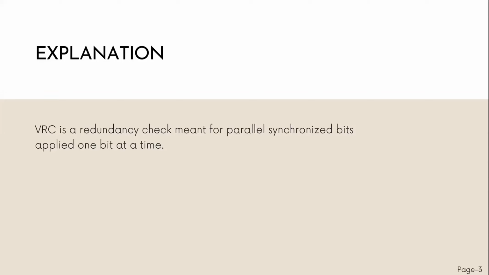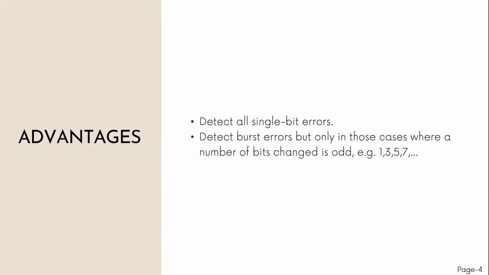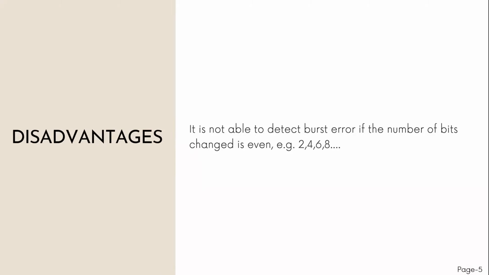Although parities are only made for error detection and not error correction, they still can remain part of a system for correcting errors. Advantages: VRC can detect all single bit errors. It can also detect multiple bit and burst errors as long as the total number of bits changed is odd: 1, 3, 5, etc. Disadvantages: VRC is not capable of checking the burst error case if the number of changed bits is even. VRC can check all single bit errors, but can check only in the case of a change of odd bits.